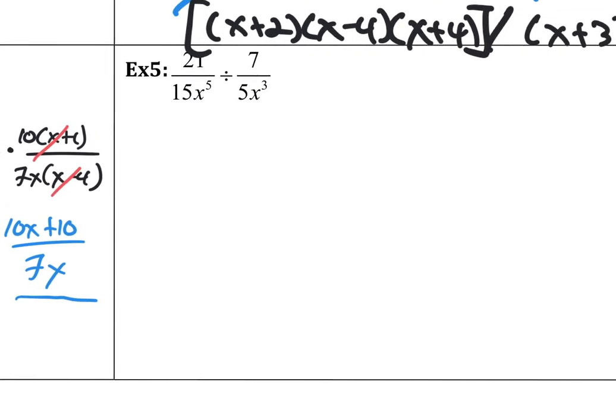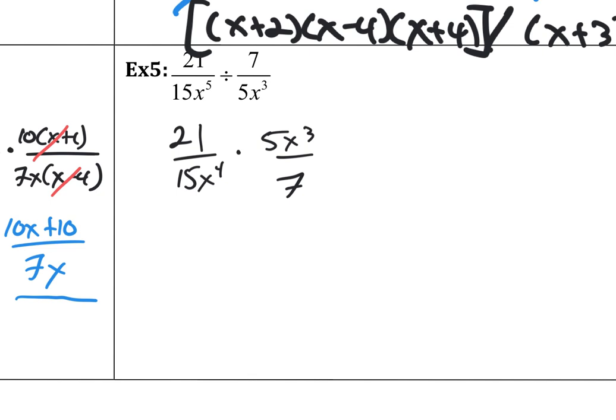Let's go ahead and look at the last problem here. This one's a little more straightforward. We have another division question, so we're going to start by flipping it to make a multiplication. If I look at my first term, I'm not going to do anything with it. We're just going to start right away by writing it down. And then we'll flip our next term and make it a 5x cubed over 7. There's not a whole lot to factor here, so I'm just going to do some cross canceling.